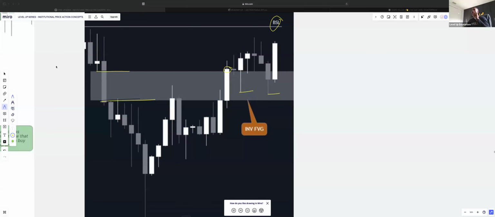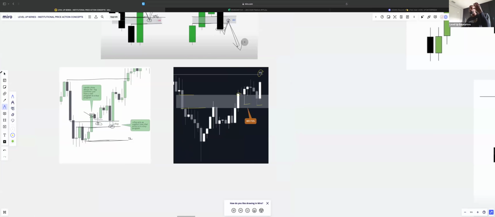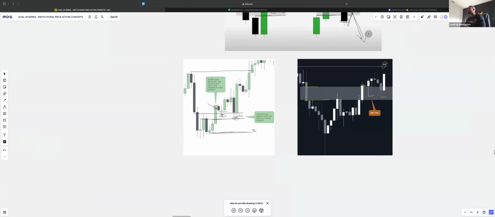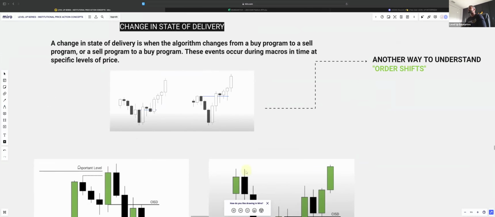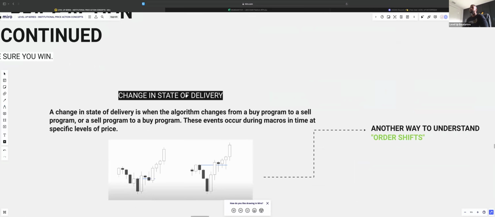And I'm going to cover real quick another concept that you guys can be able to use every single day to understand order shift when it comes to price. What is the order shift? When is price shifting from bullish to bearish and bearish to bullish? So here we go. It's called a change in states of delivery.